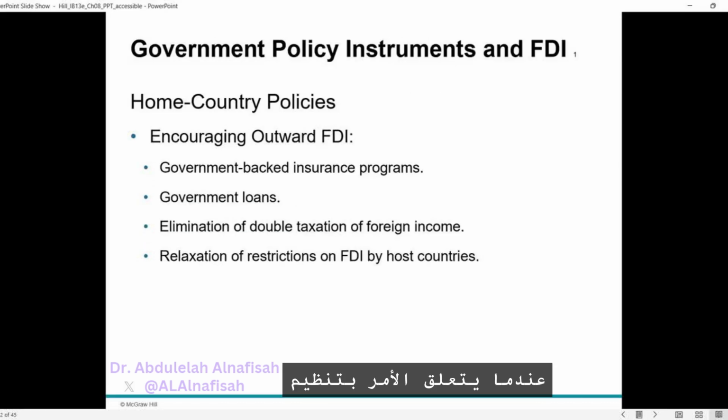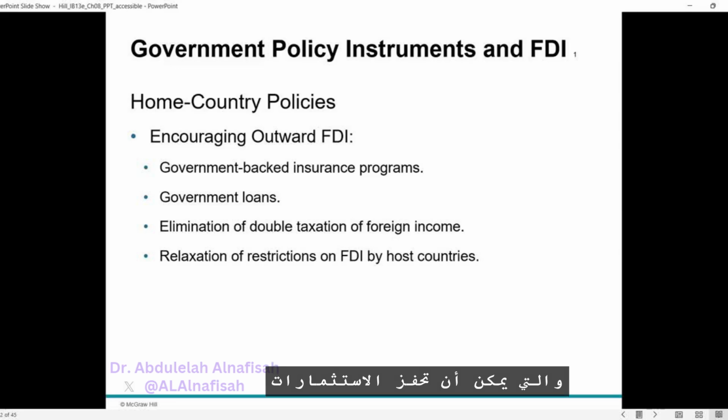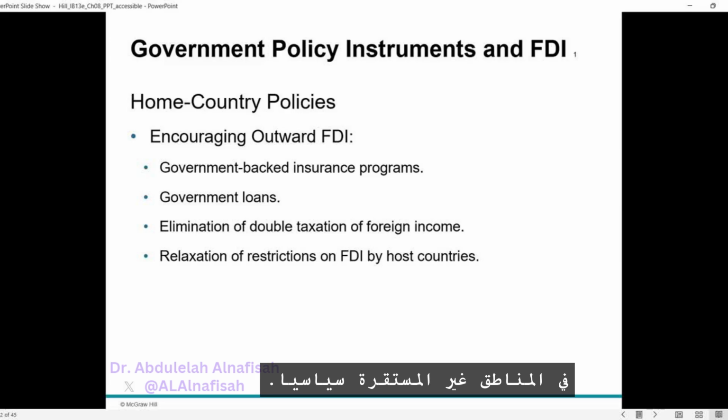When it comes to regulating foreign direct investment, FDI, home countries have a range of policy instruments at their disposal to either promote or restrict outward FDI by local firms. To encourage outward FDI, home countries can implement various policies. These include providing foreign risk insurance to cover risks like expropriation, war losses, and profit transfer constraints, which can incentivize investments in politically unstable regions.